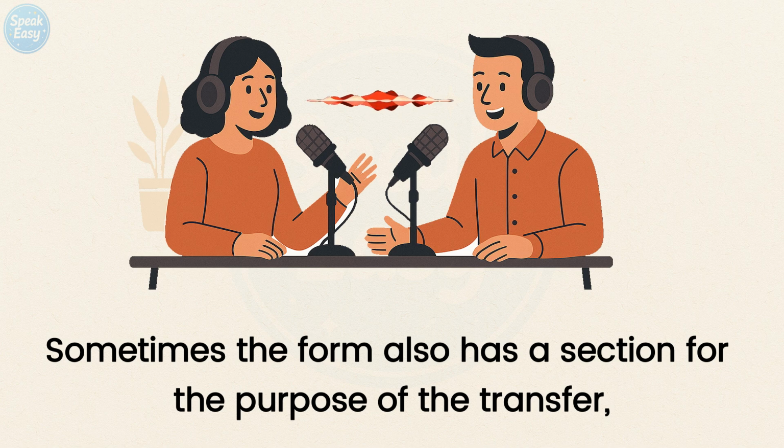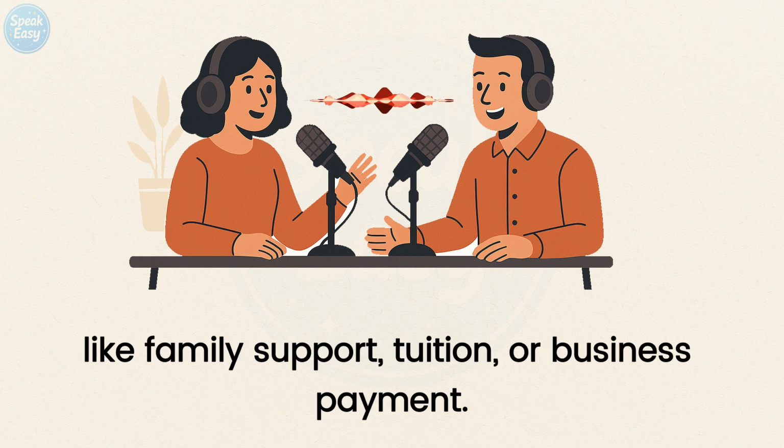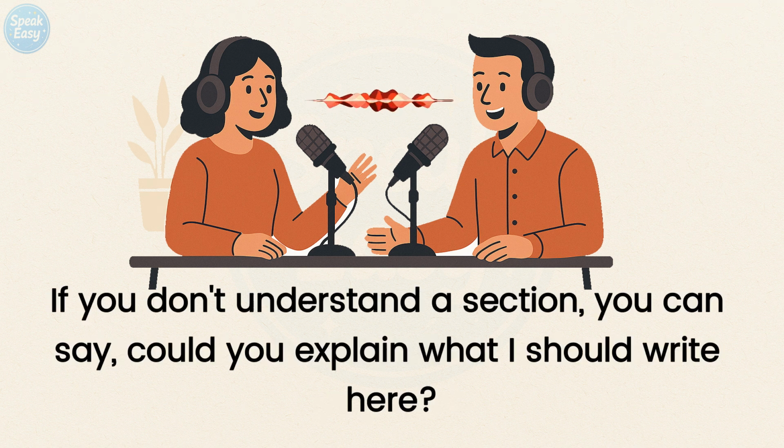Sometimes the form also has a section for the purpose of the transfer, like family support, tuition, or business payment. If you don't understand a section, you can say, "Could you explain what I should write here?"